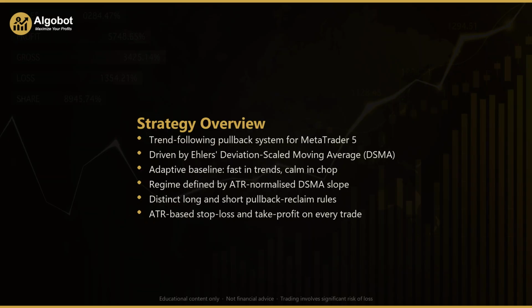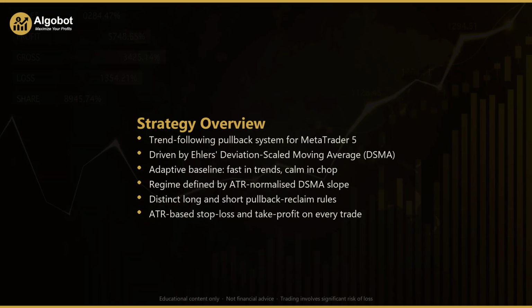The DSMA gives the strategy a clean, responsive line to work with. When that line is sloping firmly in one direction, the strategy treats the market as trending and looks to join that trend on a pullback, rather than buying breakouts at extended prices or trying to pick tops and bottoms. The strategy trades both directions with distinct long and short rules, and it can be applied to any symbol and time frame you attach it to, whether that's a major currency pair, an index, or a metal. It's designed to trade one position at a time, keeping the behavior simple and easy to follow.